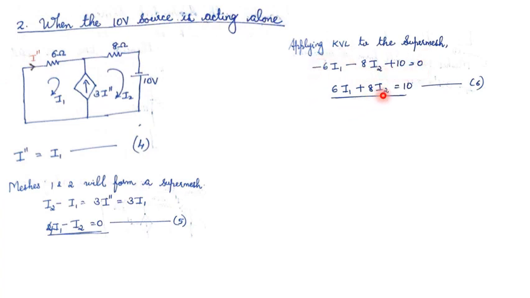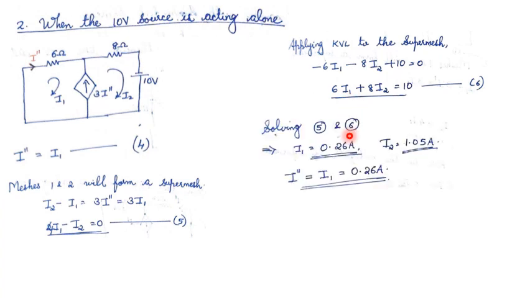Rearranging the terms of I1 and I2, we will get the equation like this. Now, upon solving equation 5 and 6, we will get the values for I1 and I2. Upon solving equation number 5 and 6, we got I1 is equal to 0.26 ampere and I2 is equal to 1.05 ampere. And I double dash is equal to I1, which is equal to 0.26 amperes, which flows from left to right. This is the direction of I2 double dash.